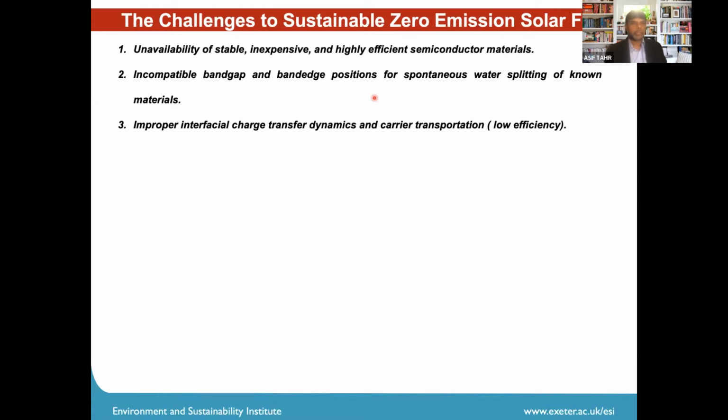The third problem is the improper interfacial charge transfer dynamics. Once the charges are produced at the surface of the material, the separation of the charges and moving those charges to the respective oxygen evolution and hydrogen evolution sites is a bit slow, which causes lower efficiency.